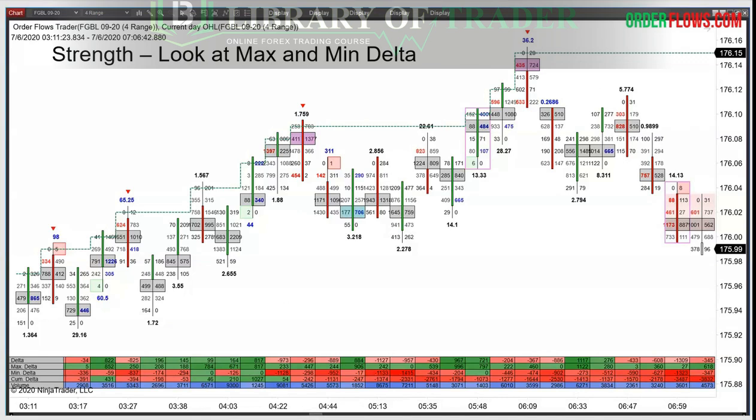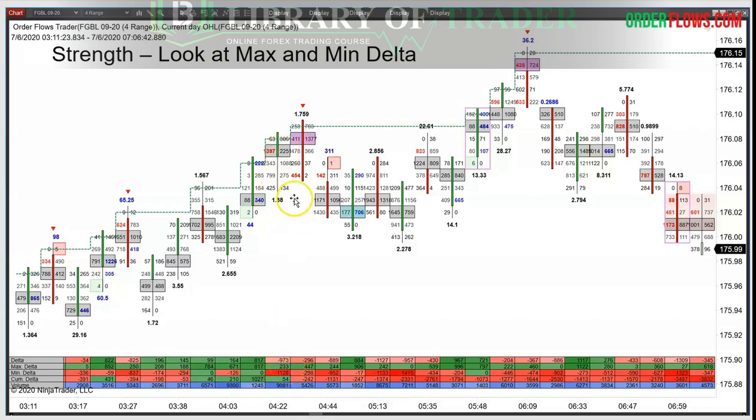All right, so one way to determine strength is looking at the max deltas and the min deltas. So for example, we're going into the highs here, right? Max delta 817, final delta 817. Close up here on our high. Next bar retraces back, closes higher, but you got that big wick there. Got a negative delta.